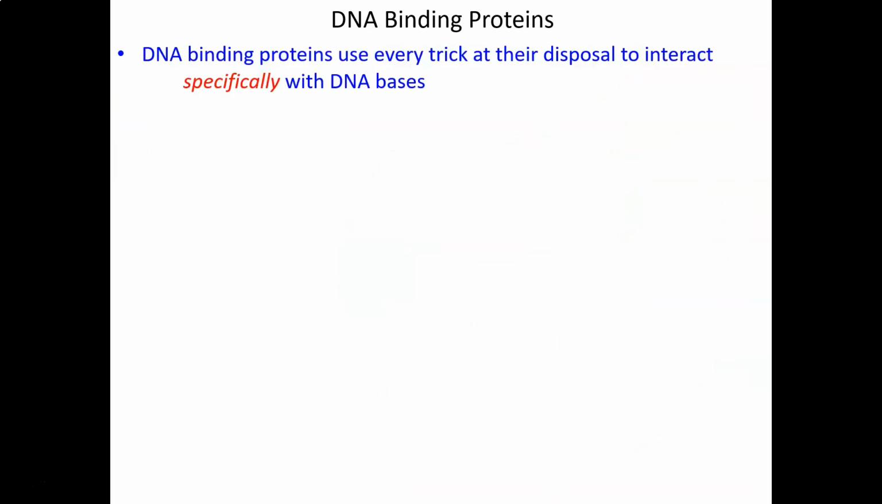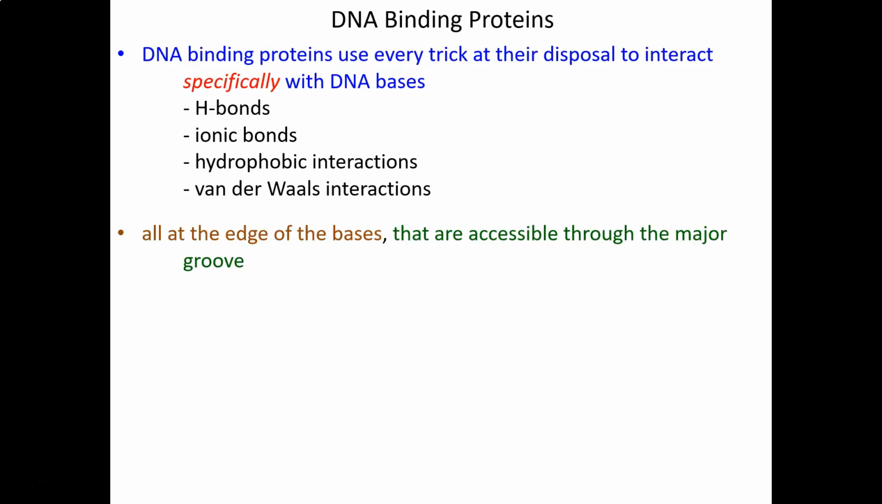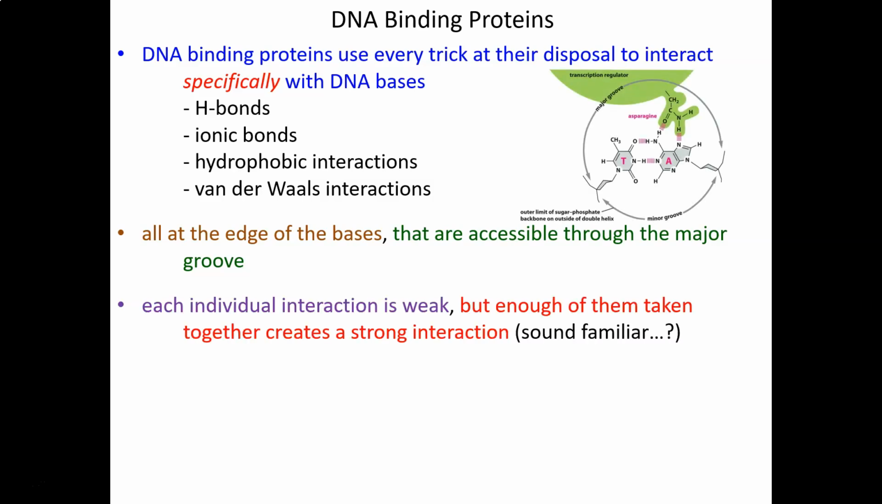So DNA binding proteins use every non-covalent trick at their disposal to interact specifically with DNA bases. They use hydrogen bonds. They also use electrostatic forces, ionic bonds, positive and negative charges interacting. They use hydrophobic interactions, van der Waals interactions. Essentially, many of the things that you've already learned about in your chemistry classes are being used non-covalently for DNA binding proteins to recognize specific sequences. All of this is happening at the edge of the bases, there at the major groove, through chemical forces.